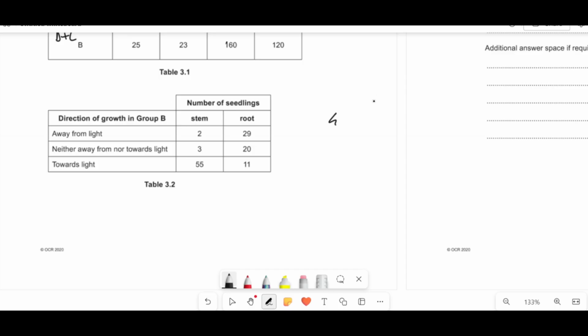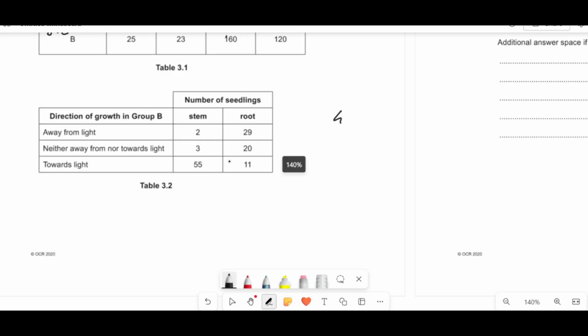Now here as well, we've got another table, and it says direction of growth in group B: away from light, neither towards or away, and then towards light, for stem and root. And this is the number of seedlings, right? So we have a look. Away from the light was only 2, but a lot of roots went for those, and neither towards or away was also just a few of the stem, a lot of the roots, and then towards light, lots of stem, barely any roots. That kind of keeps in with what we want to expect, right?